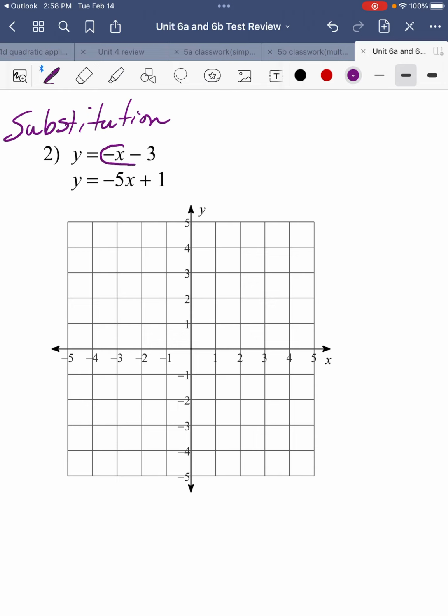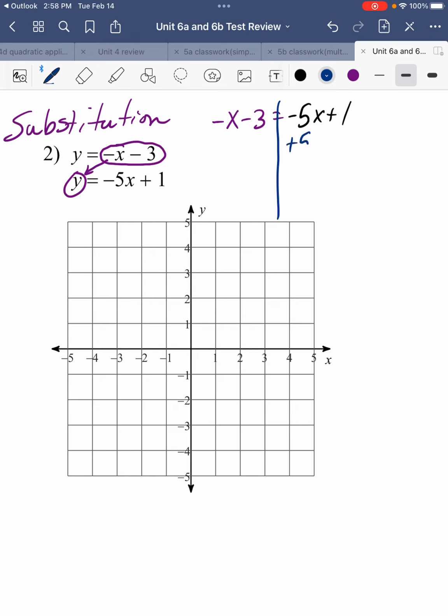With substitution here we have y is going to equal -x minus 3. So that means in any other equation where I see y equals or y, I can replace that with -x minus 3. So I'm going to replace the y there with a -x minus 3. And then we still have the -5x plus 1. And then we're going to solve.